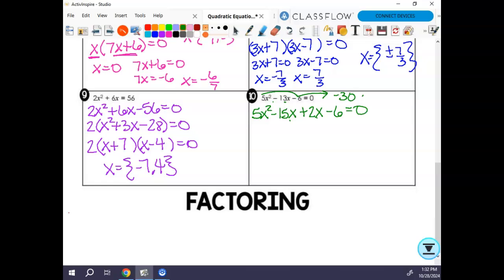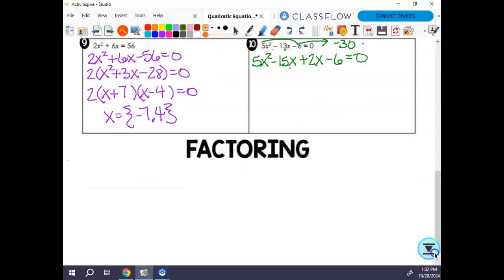Then this is factoring by grouping, so then we group. I'm going to group these first two together and factor out whatever I can. I can factor out a 5x, that leaves me with x minus 3. Out of these two, I can factor out a positive 2, and that leaves me with an x minus 3. And that equals 0. When you get to this point, a couple of things.